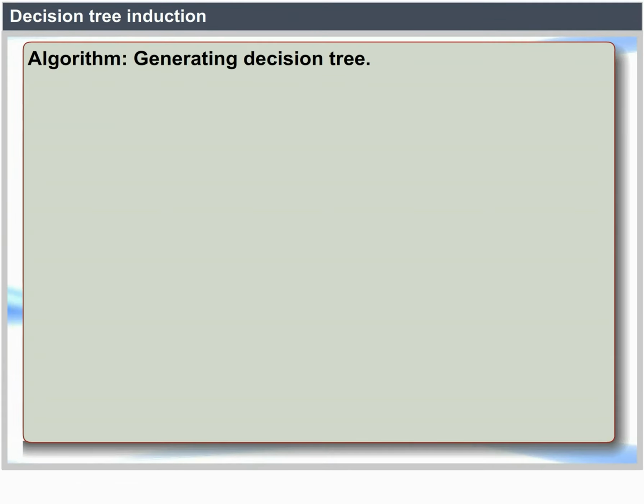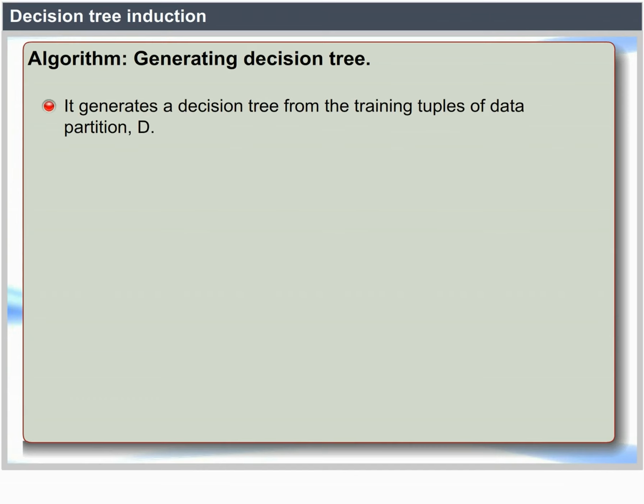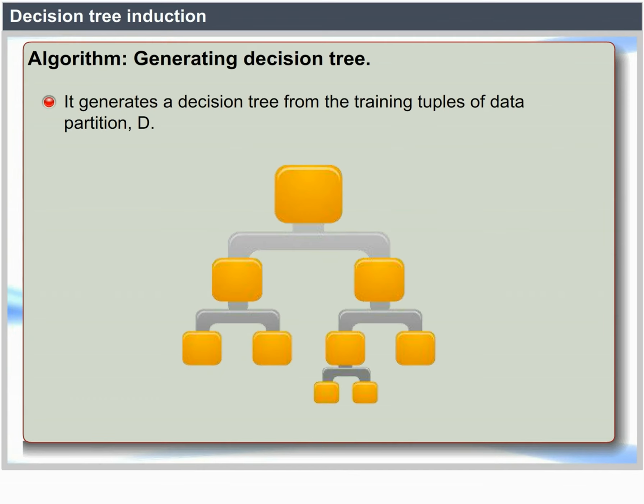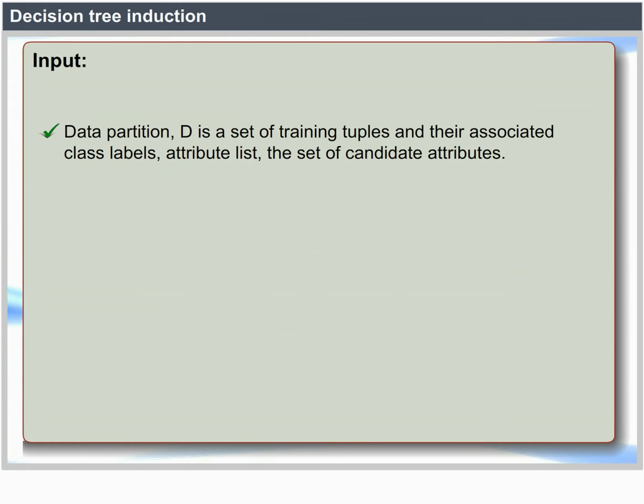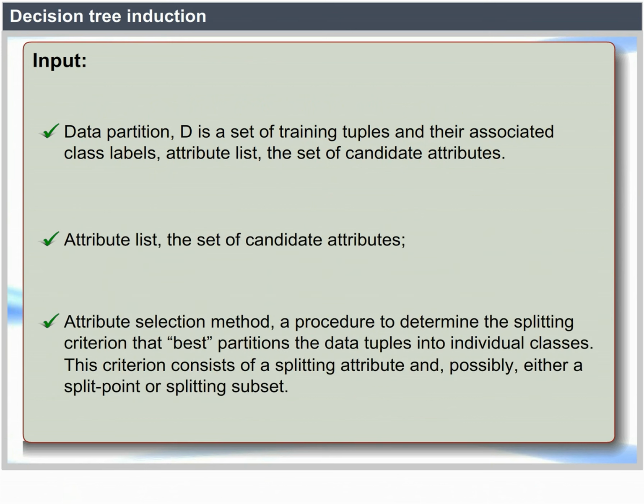Algorithm: generate a decision tree. Generate a decision tree from the training tuples of data partition D. Input: data partition D, which is the set of training tuples and their associated class labels. Attribute list, the set of candidate attributes. Attribute selection method, a procedure to determine the splitting criterion that best partitions the data tuples into individual classes. This criterion consists of a splitting attribute and possibly either a split point or splitting subset.